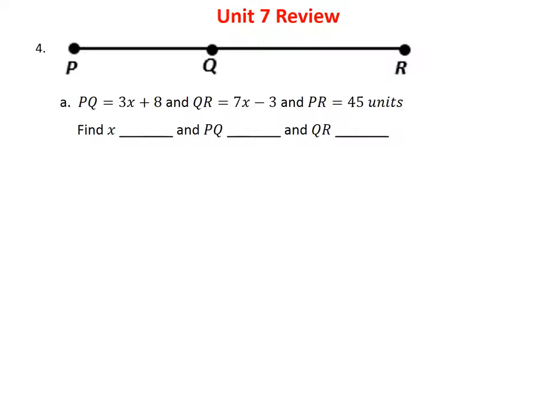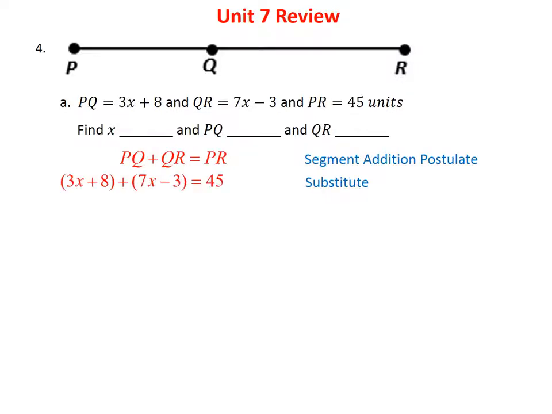And we can see that PQ and QR both go together to form the line PR. So what we're going to do is use the segment addition postulate. The segment addition postulate states that PQ plus QR, the measure of each of them, adds up to the measure of the whole. Now all we have to do is substitute what we know. PQ is 3x plus 8, QR is 7x minus 3, and they told us that PR is 45 units.